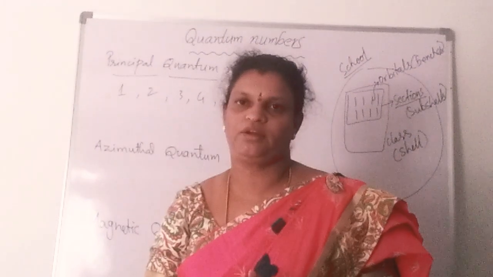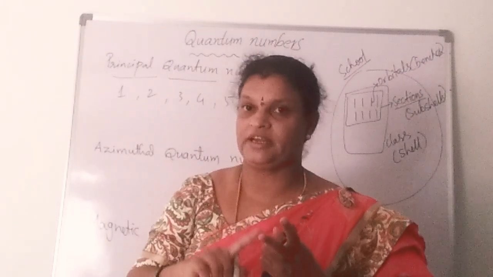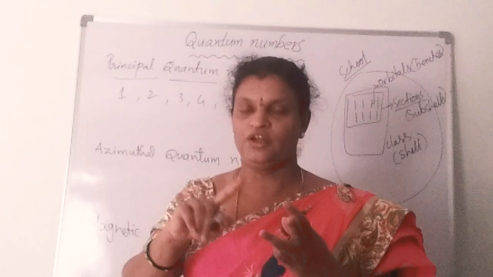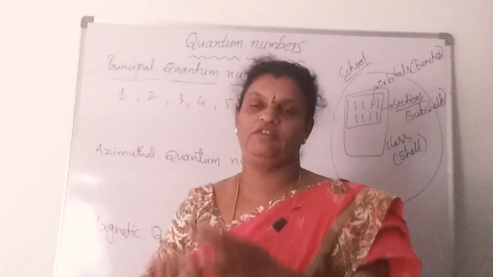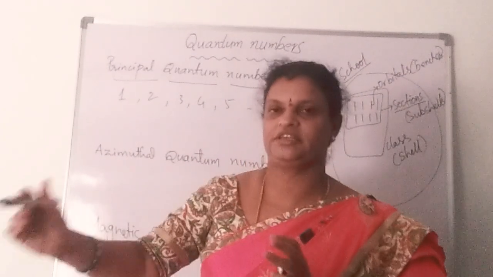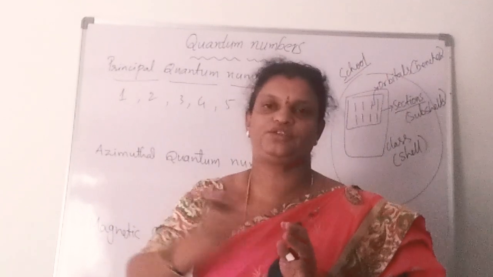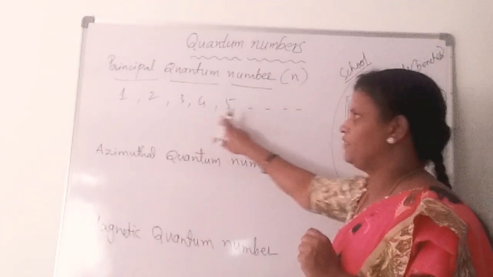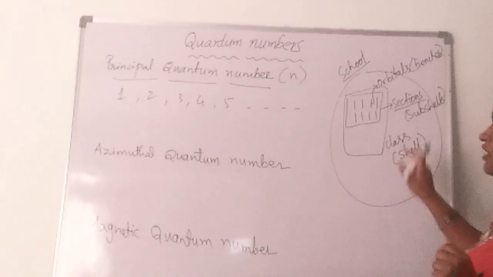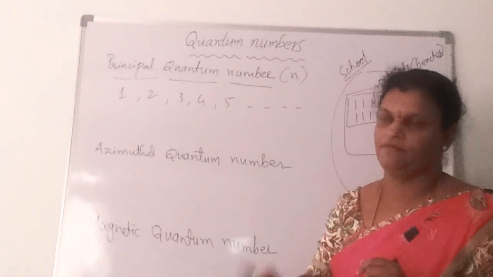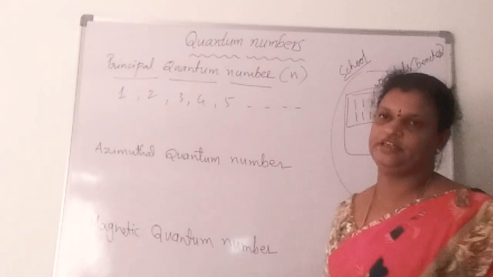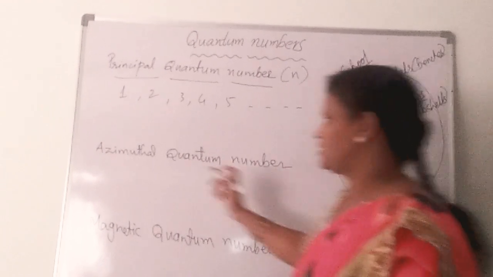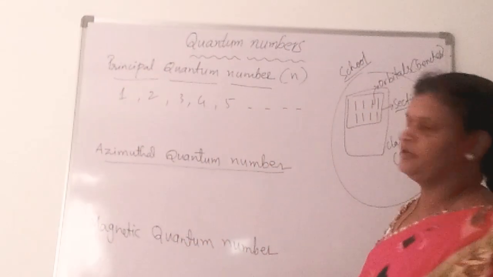Based on that we have the formulas. We can say what the energy of the electron is. We can say the radius of the shell in which that electron is present, meaning the distance from the nucleus to the electron. So these are the values. Like in one school, in which class you are there, we can find out with the help of the principal quantum number. Next, coming to the azimuthal quantum number.